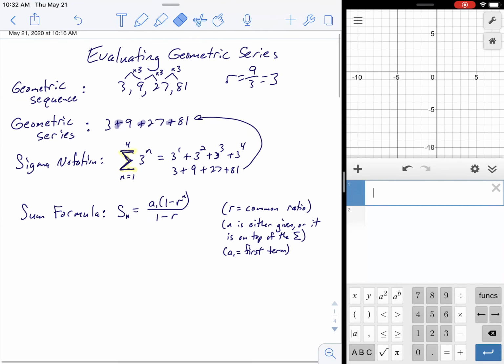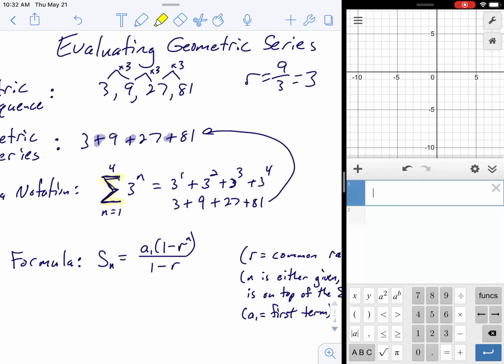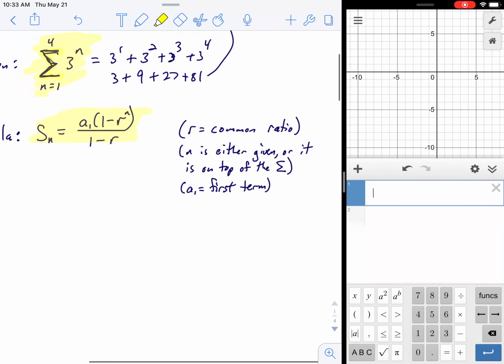So we want to add these together. Now, like I said before, you could just type this into a calculator and get an answer: 3 plus 9 plus 27 plus 81. However, the goal is to get you to be able to use this formula, and to be able to use it when you're given the pattern just written out like that with the plus signs, or if it's given to you in sigma notation.